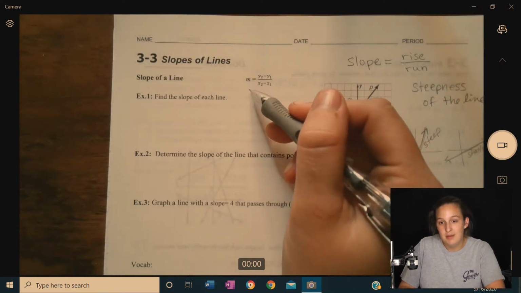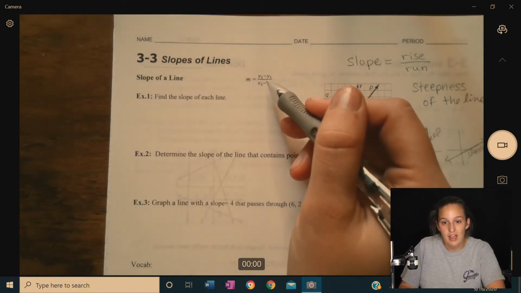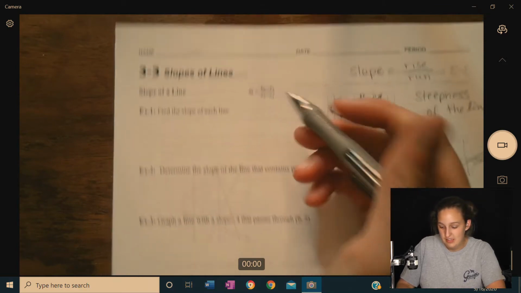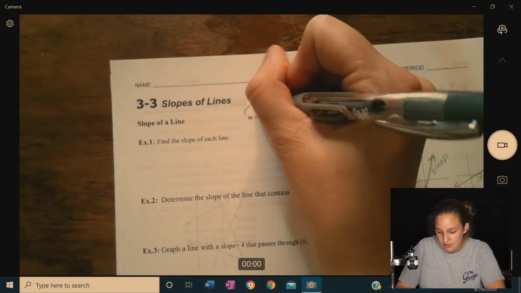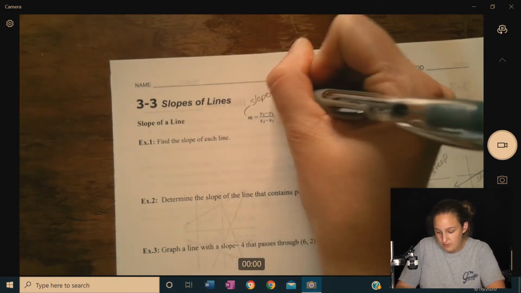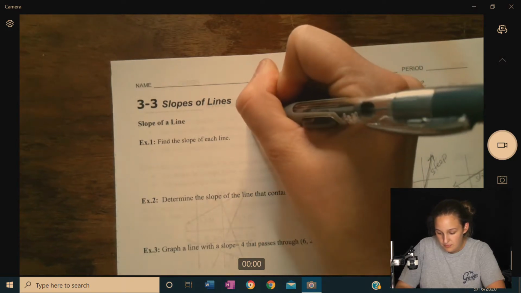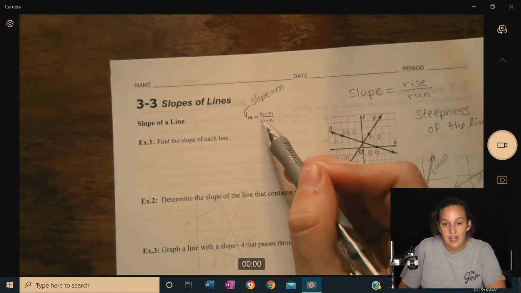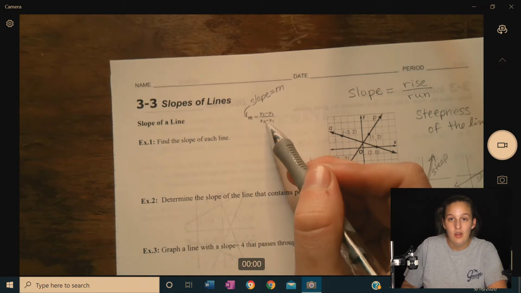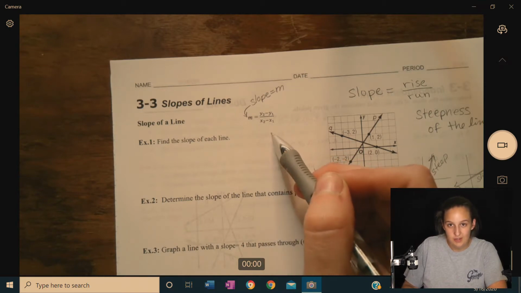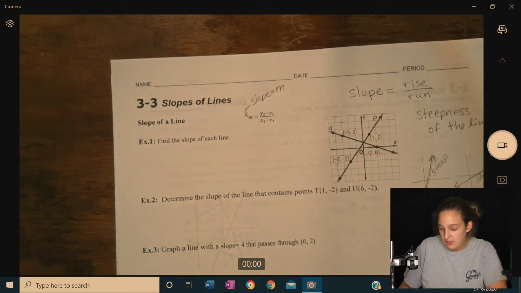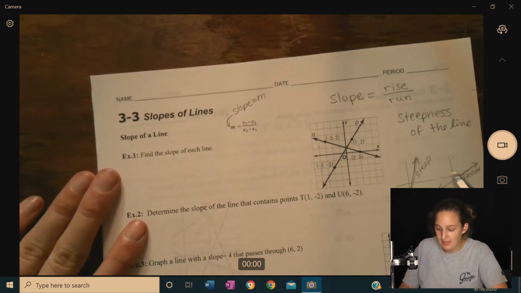All right, so if we want to actually find the value, one way to do this is looking at the equation m is equal to your change in y over your change in x. So m is your slope, and then your change in y is y2 minus y1 over x2 minus x1. So let's actually plug this in and try to find some equations.